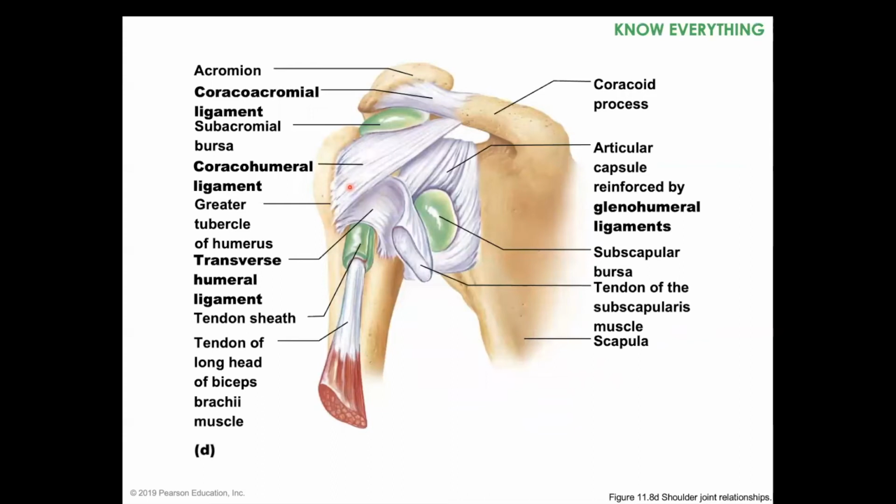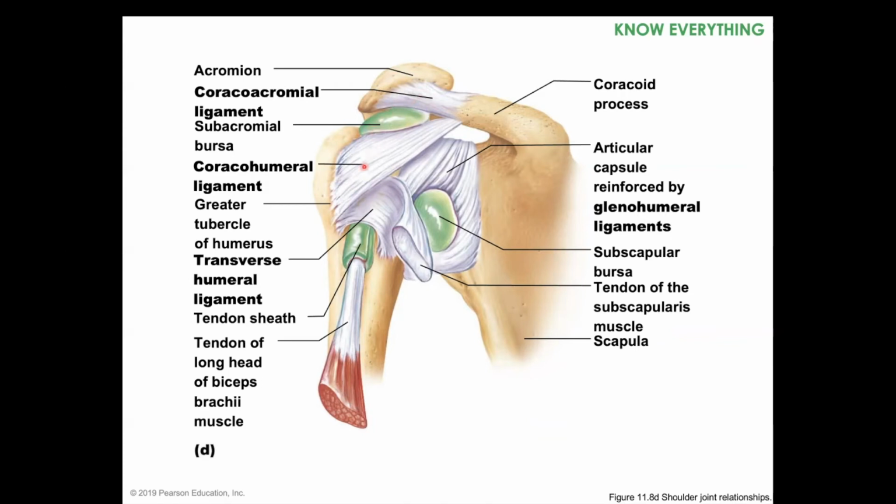All right, so this image shows the other ligaments that help aid stability of the shoulder. You have your coracoacromial ligament here attaching the acromion region and the coracoid process of the scapula. And right below that, you have another bursa called the subacromial bursa.